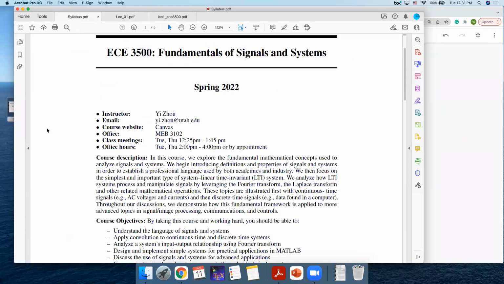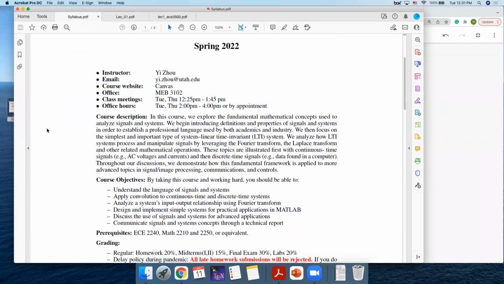Going back to the syllabus, that's the course description. This course is about signal systems. For signals, we will talk about all types of signals. For systems, we will look at linear time-invariant systems. That is the very classical system that you will find in many real-life applications.